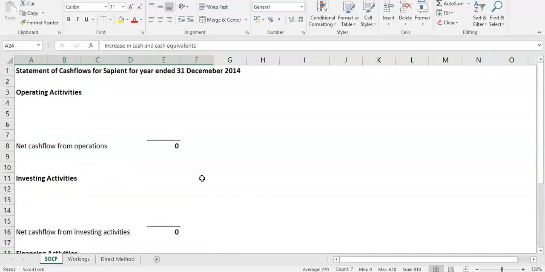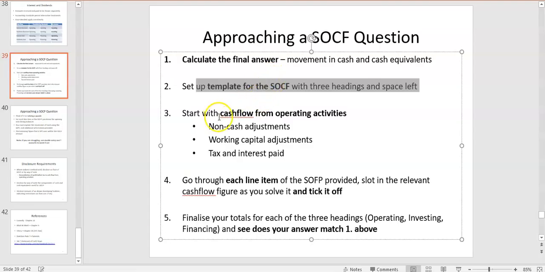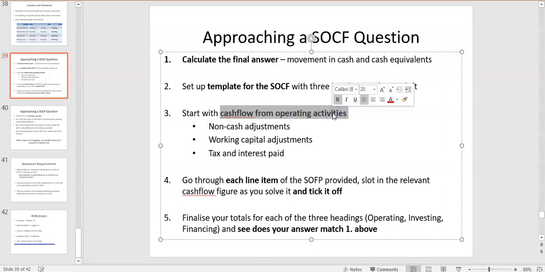So you have a template set up then, and as you go through the question then, you're slotting in information as you get it. So it's much more efficient how you approach it overall. So once you have your template set up, we now start with the cash flow from operating activities.